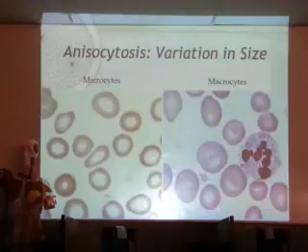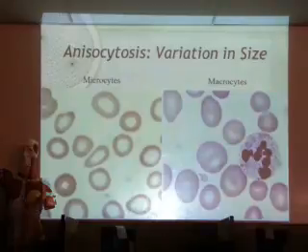These cells on average are about 6 microns diameter, but they can get pretty small. They can get down to about 4 microns or maybe even less than that. Less than 7.5. More than 7.5, macrocytes. Macrocytes would be big, like these guys, about 10 microns.